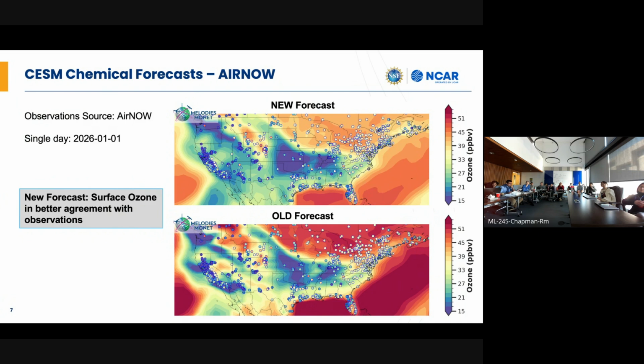It's pretty easy to see that our ozone at the surface is closer to observations in the new one than it is in the old one. And again, at the surface, in our older one, the ozone often comes out too high. And so we're in better agreement. This is the new one. This one's the T4. I would expect the T1 to be similar.